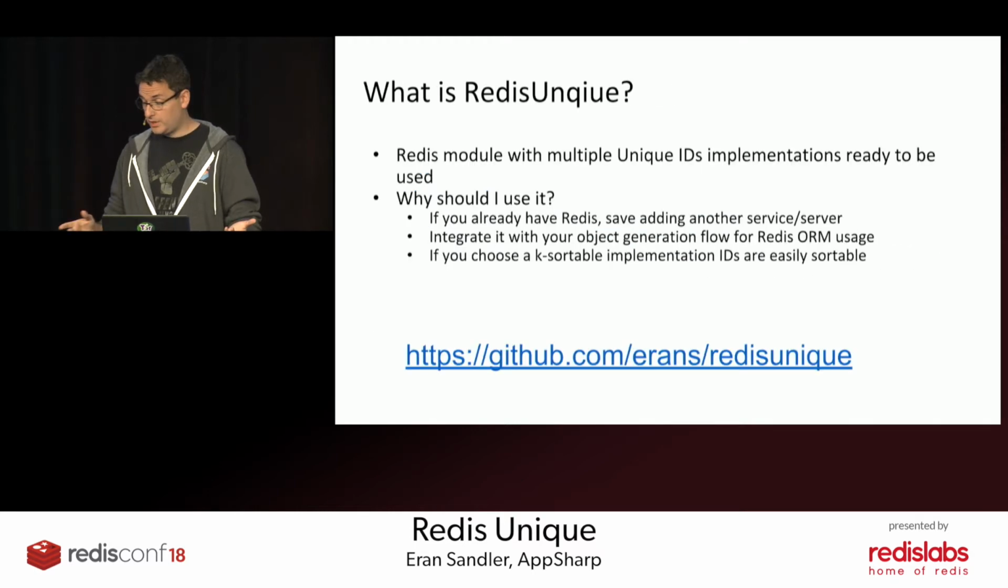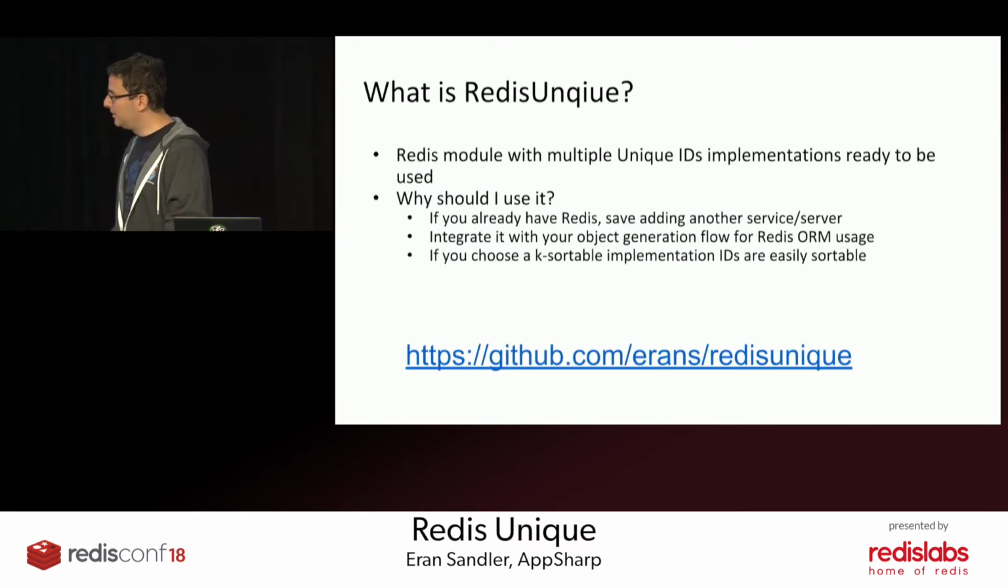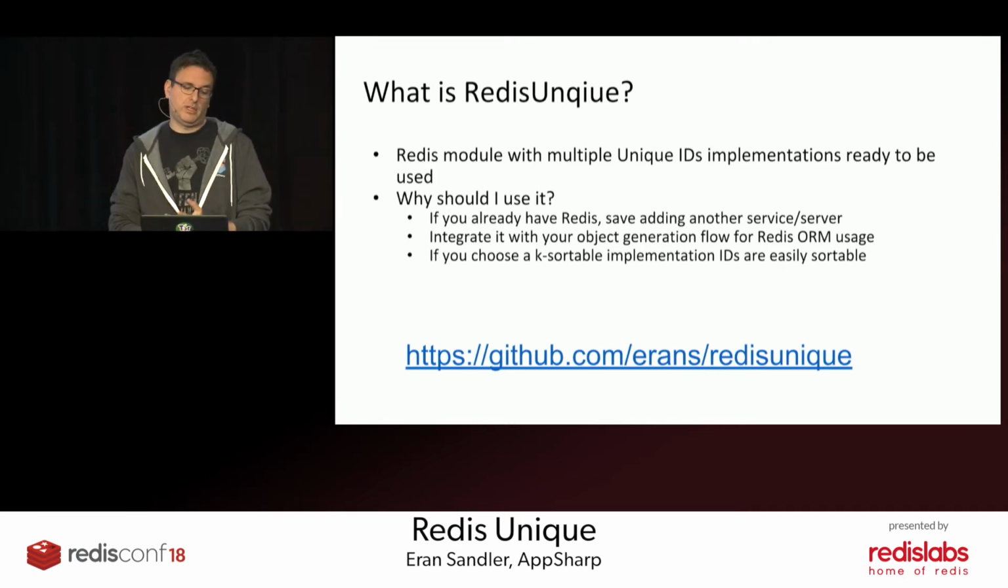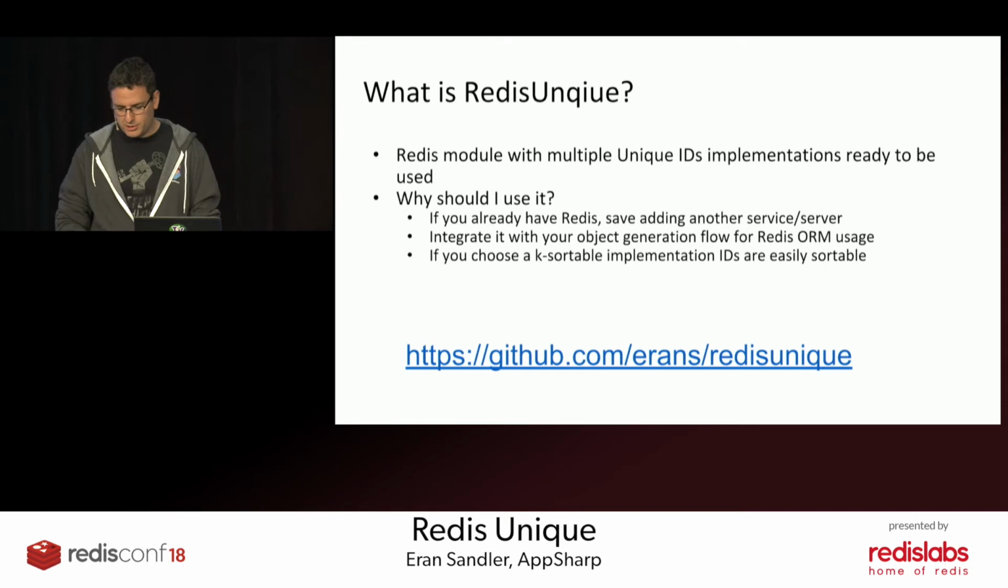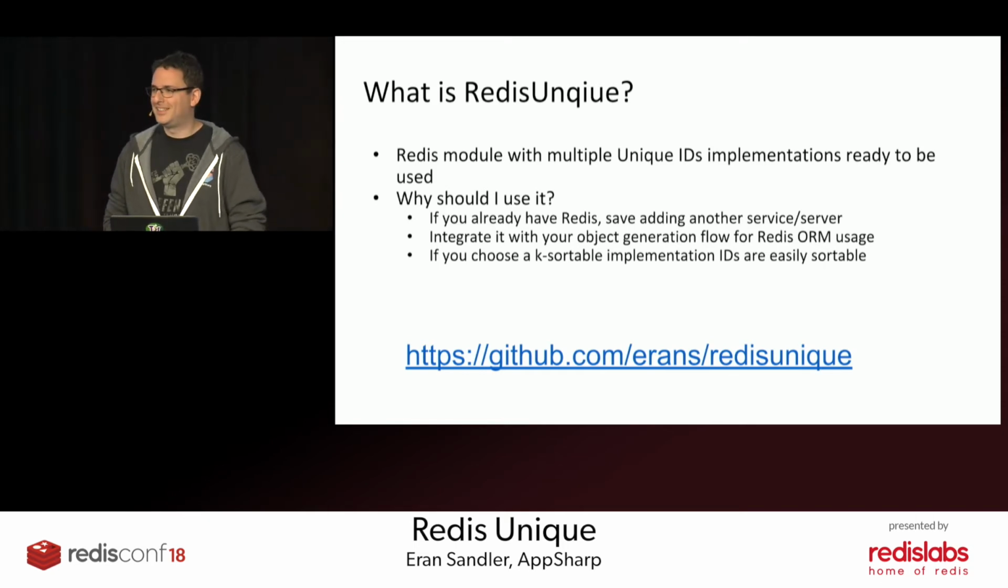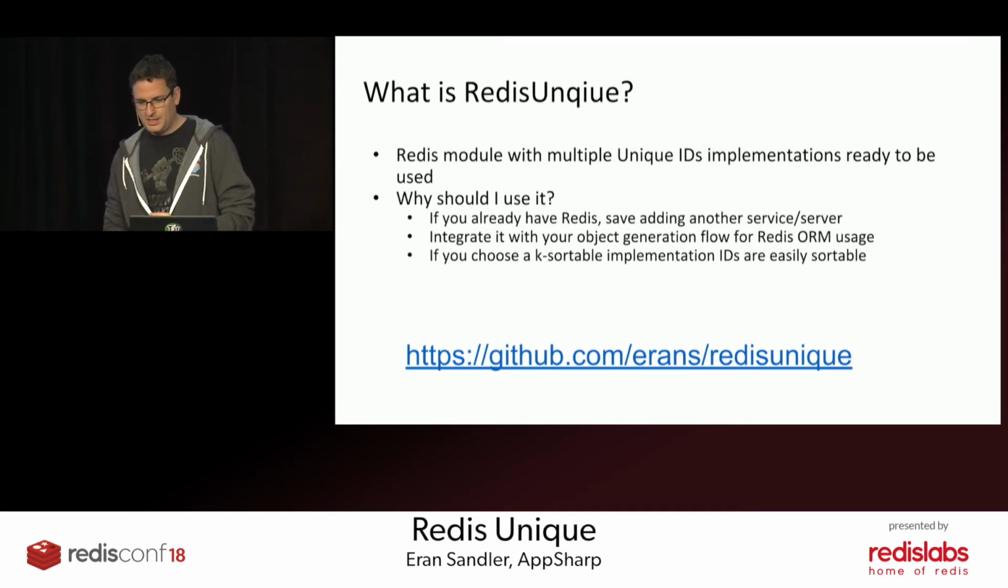So what is Redis Unique? It's a module that basically has multiple unique ID implementations. Not as many as I would like yet, but we'll have a bit more later. And why should you use it? So I assume you probably run Redis if you're here.